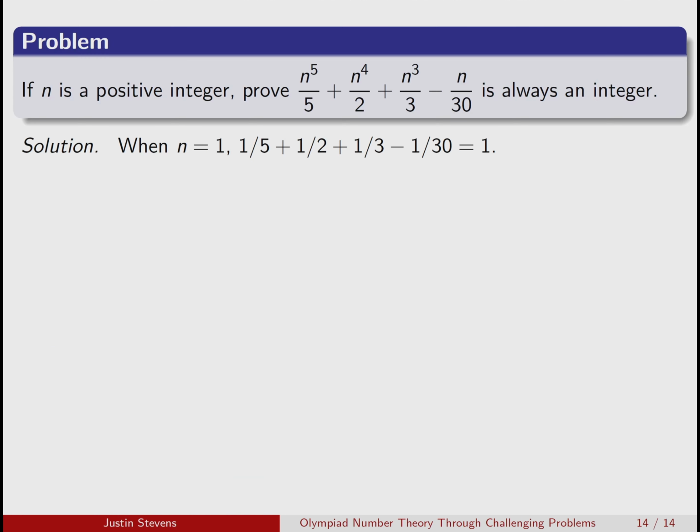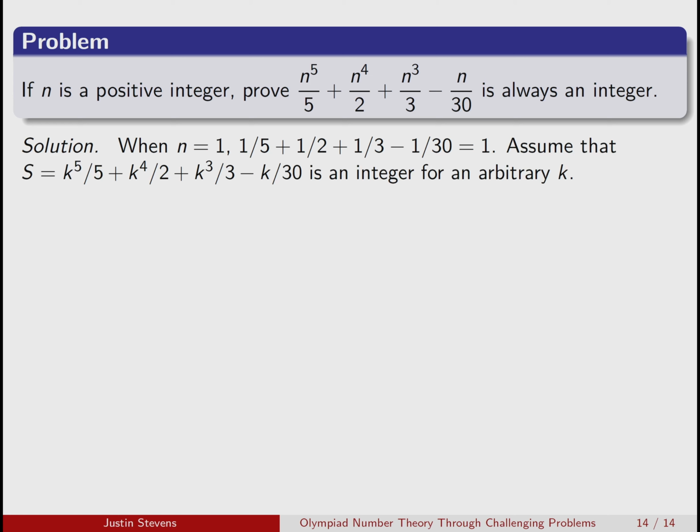And now we're finally going to use this to prove a very tricky fact about number theory. So we want to prove that if n is a positive integer, this expression here is always an integer. And let's dive in. We're going to use induction. So when n is equal to 1, which is the base case, we have 1/5 plus 1/2 plus 1/3 minus 1/30 is equal to 1, which is an integer.